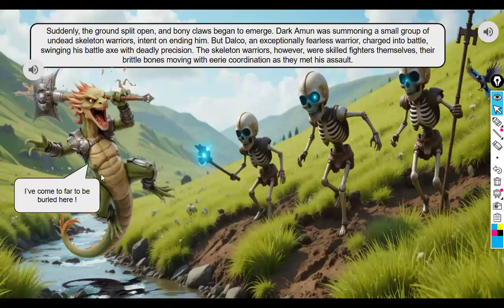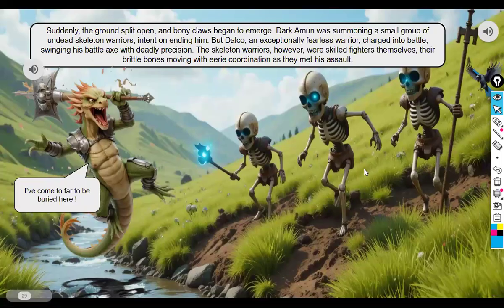Suddenly, the ground split open and bony claws began to emerge. Dark Amen was summoning a small group of undead skeleton warriors intent on ending him. But Dalco, an exceptionally fearless warrior, charged into battle, swinging his battle axe with deadly precision. The skeleton warriors, however, were skilled fighters themselves, their brittle bones moving with eerie coordination as they met his assault.